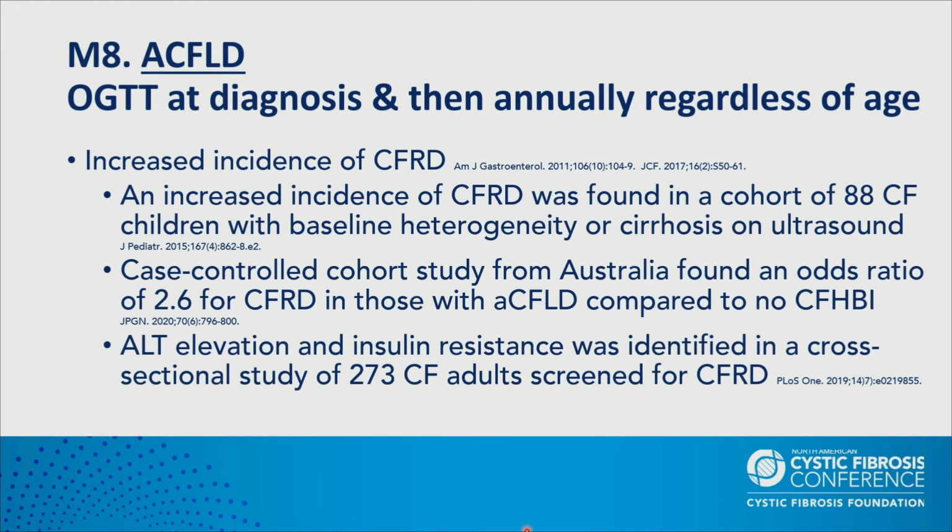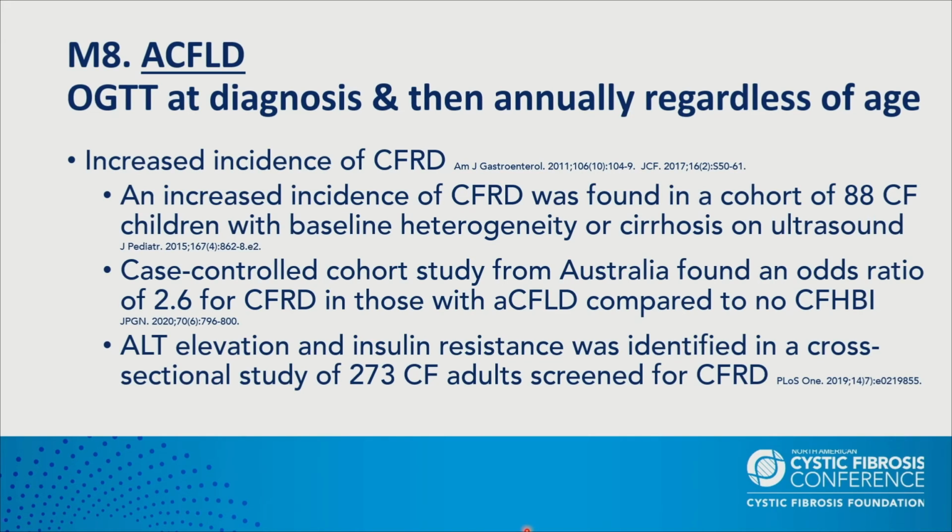Not surprisingly, there are multiple studies that do show the incidence of increased CFRD in patients with advanced CF liver disease as compared to those without liver disease. So one study did find, in a cohort of 88 children with CF with baseline heterogeneity or cirrhosis on ultrasound, an increased incidence of CF-related diabetes. A case control cohort study from Australia found the odds ratio of 2.6 for CFRD in those with advanced CF liver disease compared with no liver disease at all, or even hepatobiliary involvement.